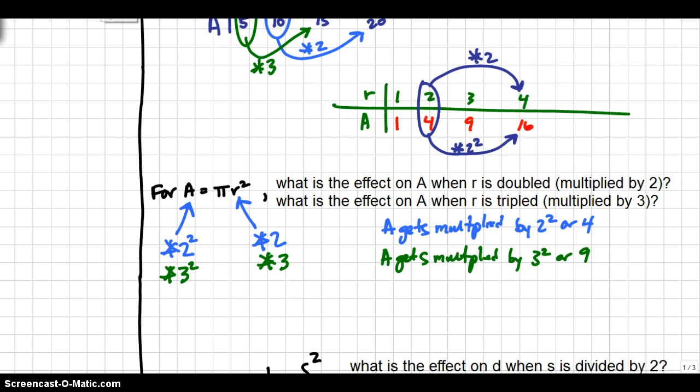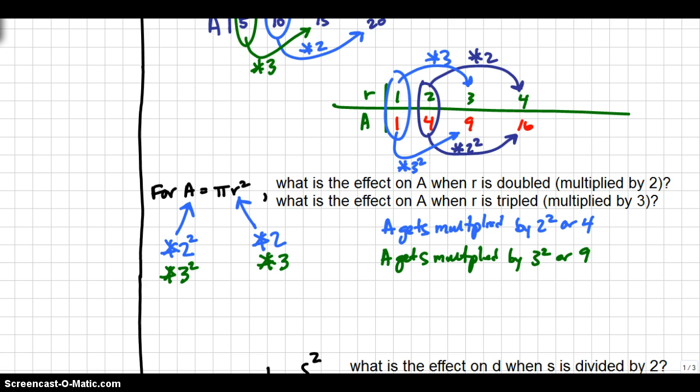Let's see if the same is true when we deal with the tripling. When we go from 1 to 3, that's a triple, but the y value, or the a value here, is turned into a 9, so that's multiplied by 3 squared. So the whole point of the fundamental theorem is to eliminate students having to do this verification with the table and to simply trust what the theorem says.